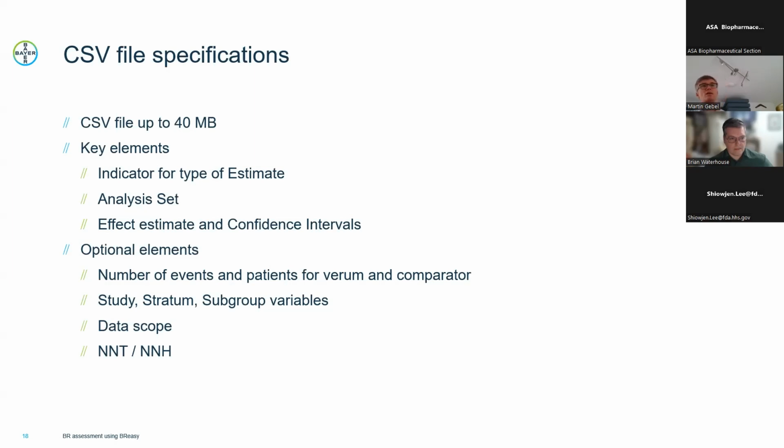As key elements of the file, there is an indicator for the type of estimate you are uploading, the analysis set the data is based on, and of course also the actual effect estimates and the corresponding confidence intervals. Additionally, there are optional elements, meaning the number of events and patients for verum and comparator, study, stratum, and/or subgroup variables, the data scope in case this is stored in separate variables, and also NNT and NNH.